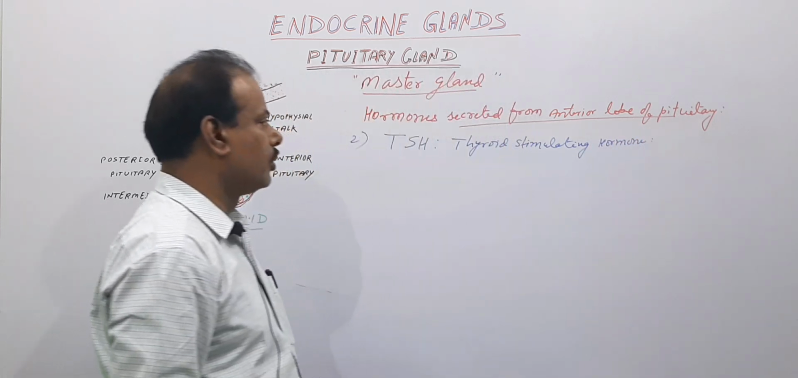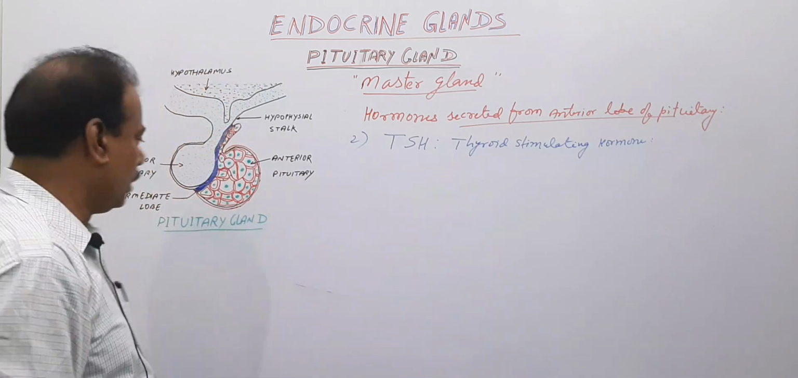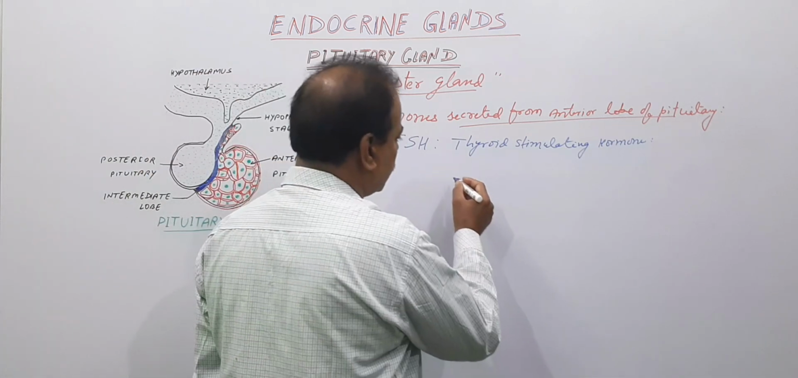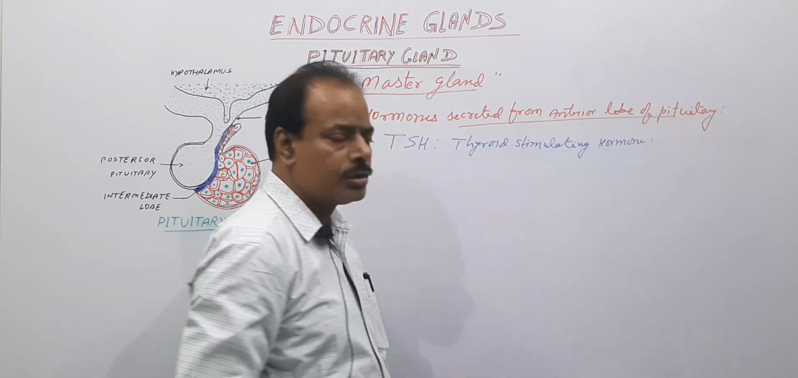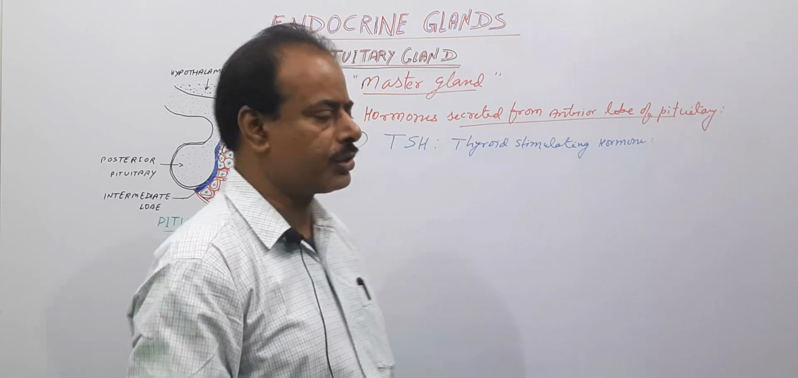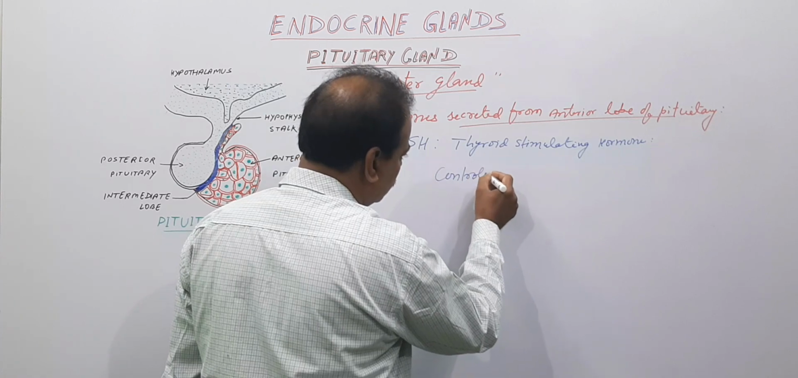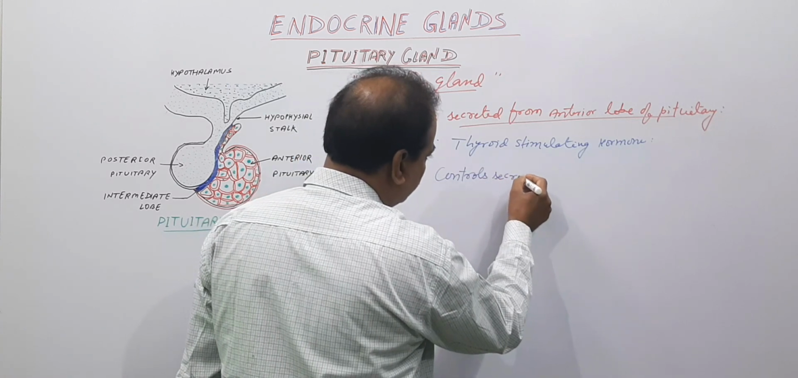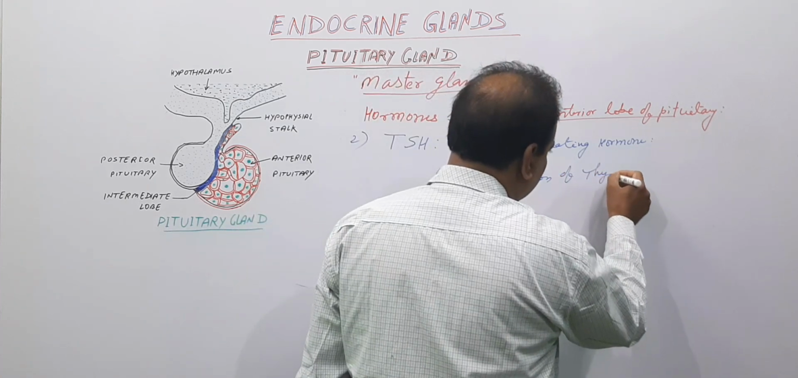Thyroid stimulating hormone or TSH stimulates the thyroid gland for the secretion of thyroxine. So it stimulates the thyroid gland to secrete a sufficient amount of thyroxine, which means it controls the secretion of thyroxine.